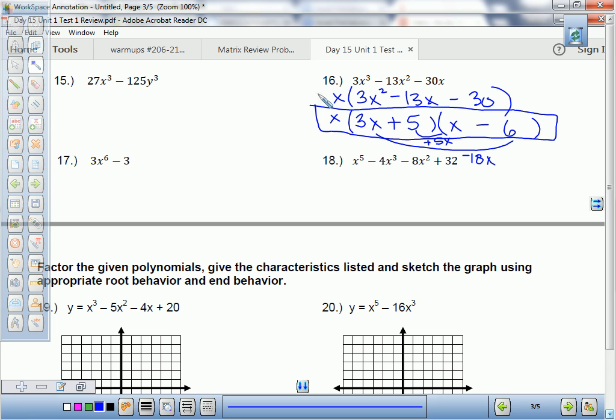Can you do number 16? I sure can. So, 16. Alright, 16 has a GCF, but it doesn't appear to help us very much. It's just x. If this were 12, it'd be better, but it's not. So we'll just take that plain old x out.